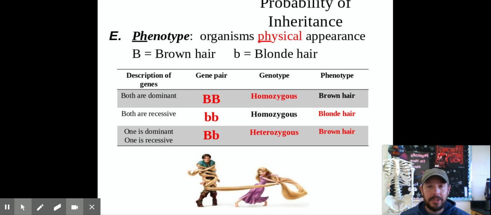Okay? So we have dominant genes and recessive genes. The gene pair is your genotype. If you have 2 of the same, you're homozygous. If you have 2 different, you're heterozygous. And your phenotype is your physical appearance. Okay? Now we're going to take these in the future and we're going to start combining them together to see if you were to have offspring, what would those offspring look like, and figure out why you look the way you do.